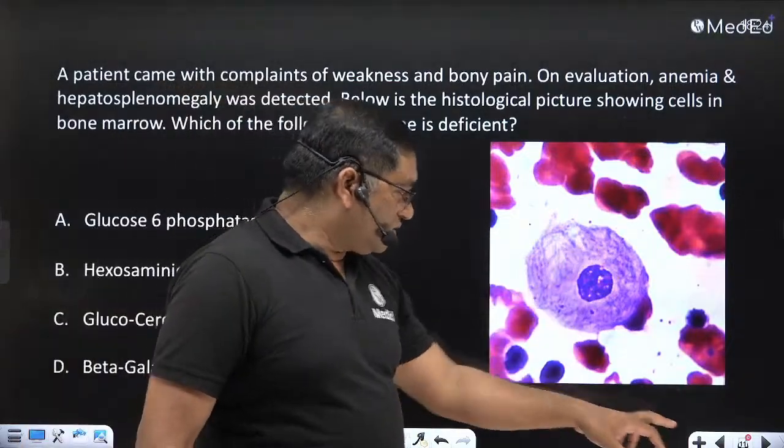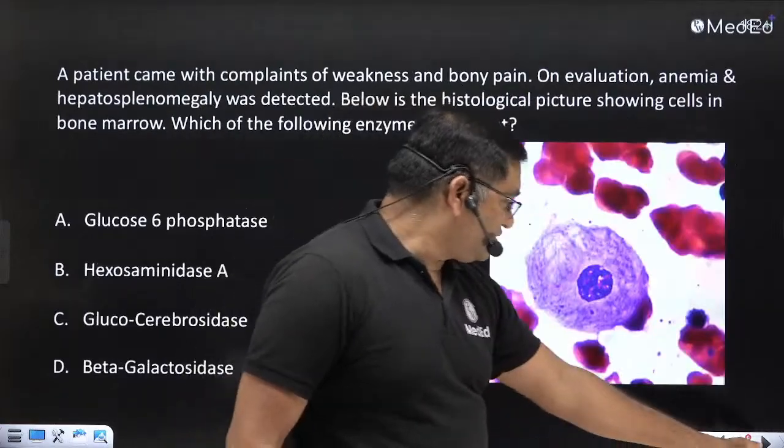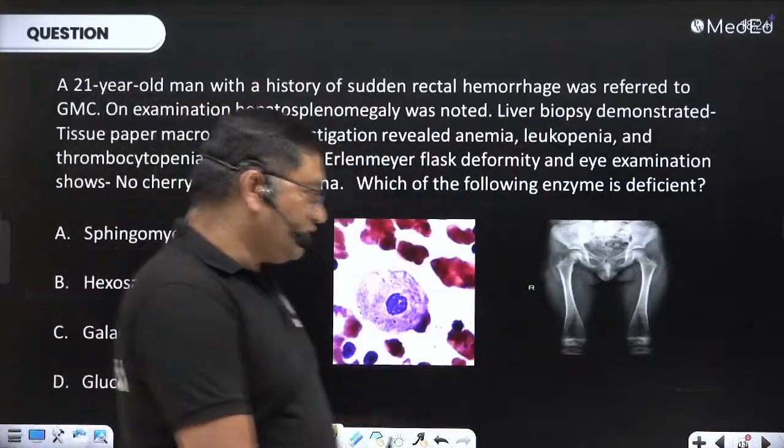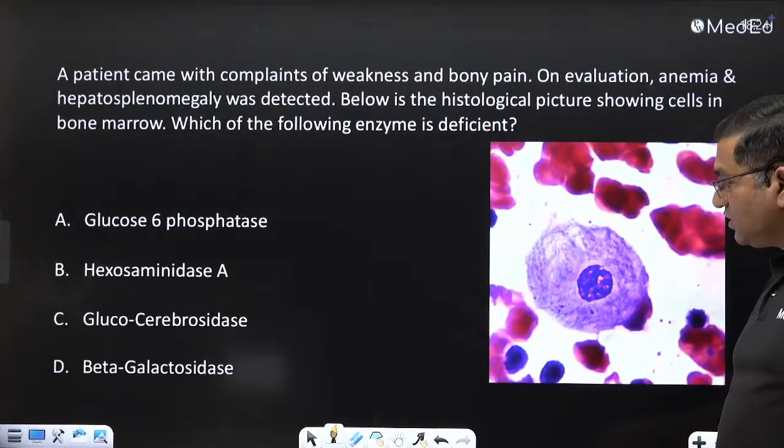Look at this question. This is also an image. This is the same image, and this image. So 3 questions are there. Just wait. So read this question.